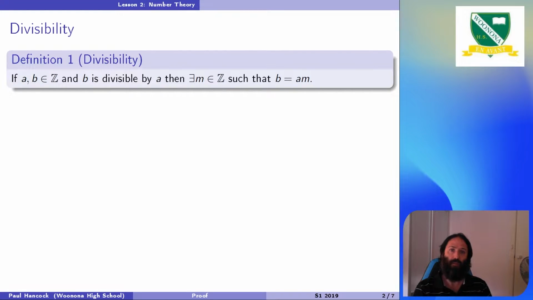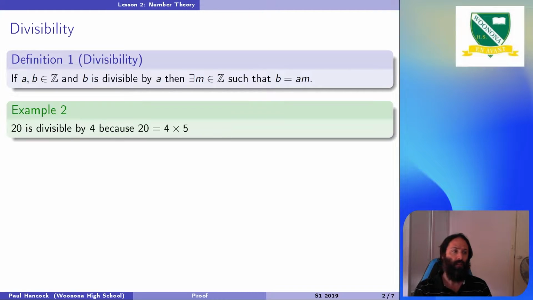Divisibility means if I've got two integers a and b, and I say that b is divisible by a, then there must exist some other integer m, so that b equals am. Now that sounds a little abstract, but let's put it into the context of some actual numbers, and you'll see it makes perfect sense. So if I say 20 is divisible by 4, that's true because 20 equals 4 by 5. It just means that I can write b as some multiple of a.